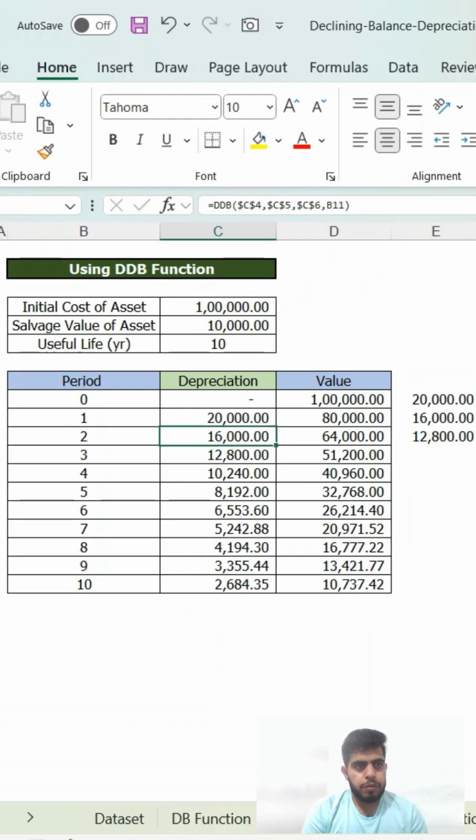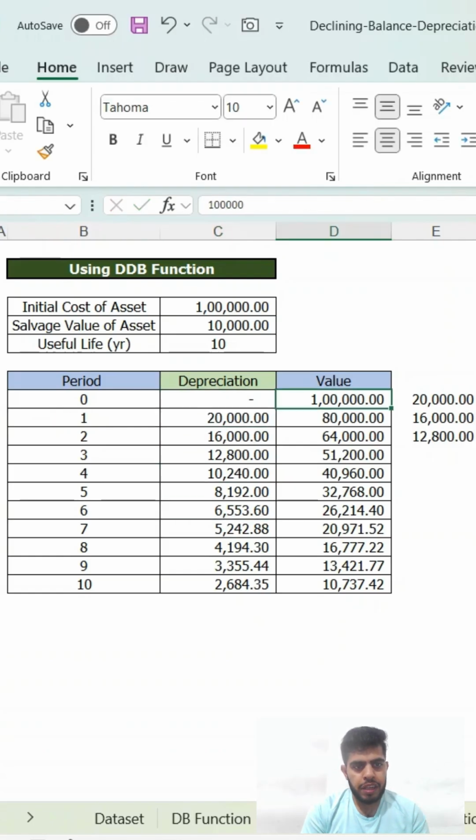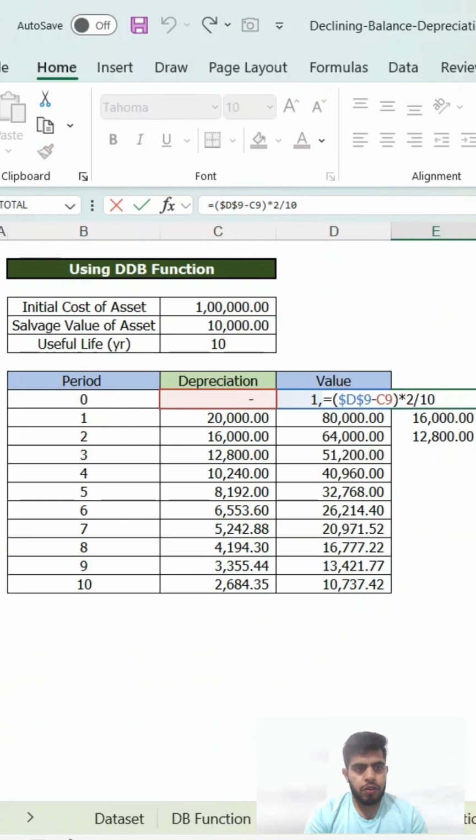Jumping to the next, the DDB formula, this is also the same. Even the description and syntax are the same, the only difference being that the DDB formula returns the depreciation of an asset for a specified period using the double declining balance method. So basically, this is the depreciation amount we are getting, but in general, we want to understand how we can compute this depreciation amount.